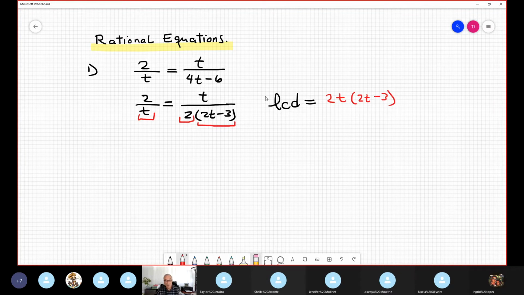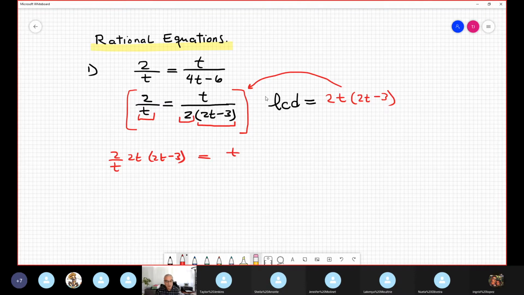And you multiply the entire equation by the least common denominator, one by one. Let's do it quickly. Let's do it slow first, and after we do the shortcut. Okay, that's 2 over t multiplied by the LCD. You multiply the LCD by the first, and you multiply the LCD by the second, which is t over 2t minus 3 times the LCD.